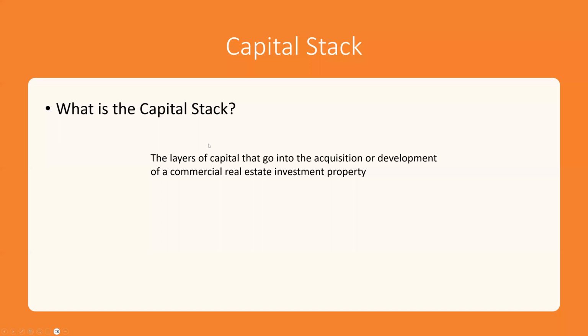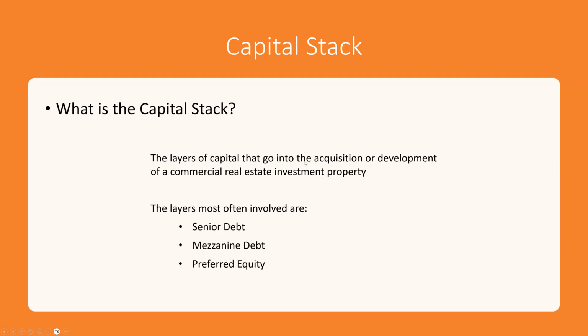It's just the layers of the capital that go into the acquisition or development of a commercial real estate investment property. There are many different layers in the capital stack. The most common ones are senior debt, mezzanine debt, preferred equity, and then common equity. You've probably heard these terms before, but we're going to learn how they place into the capital stack, what they mean and what they do.